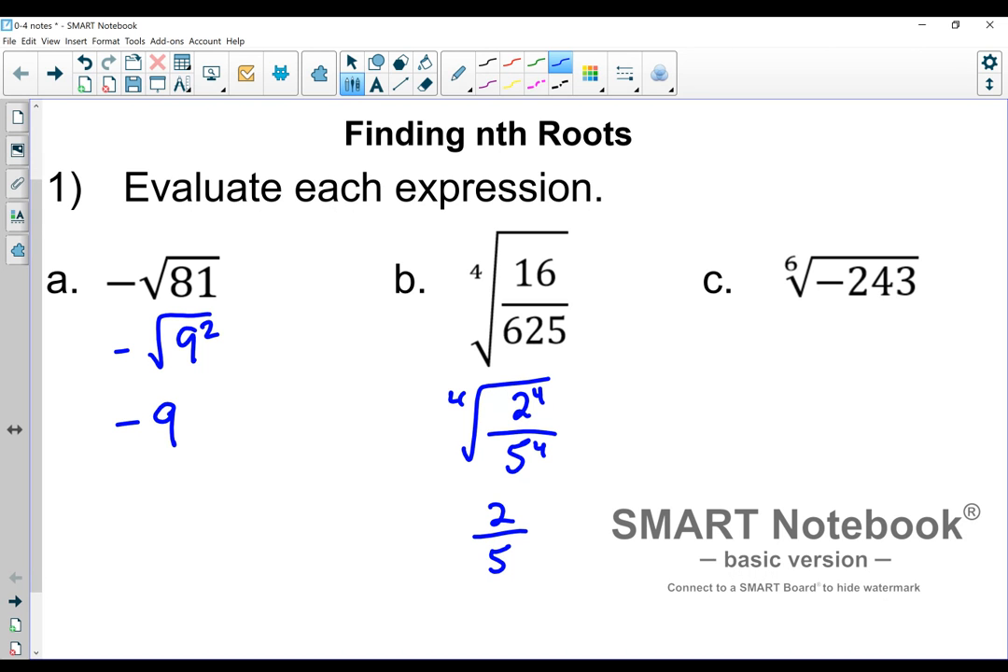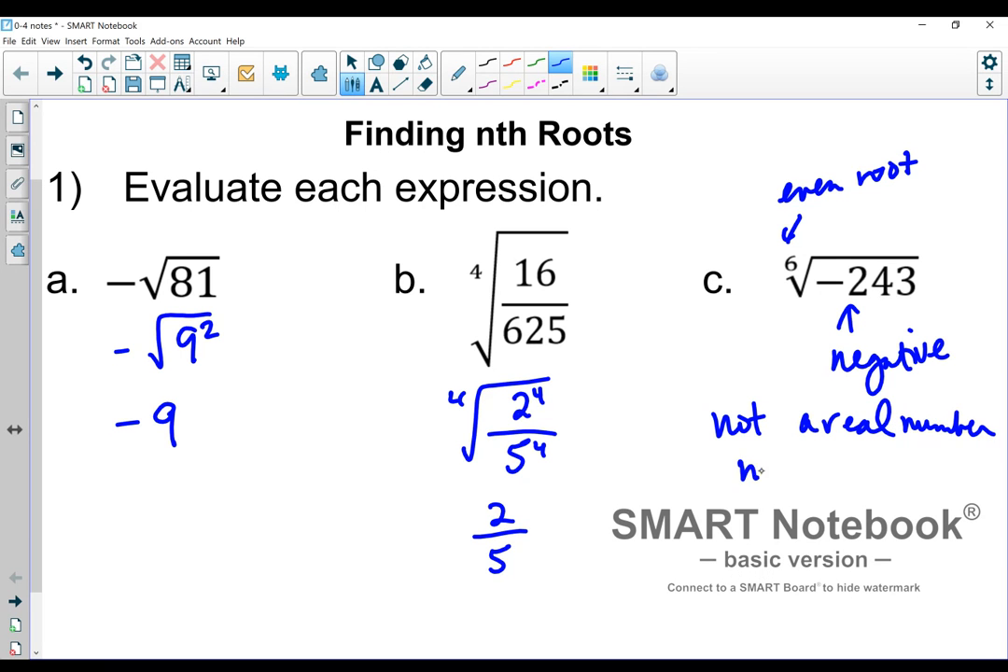And then on my last one, I notice that I have an even root, but my number inside is negative. And so this is not a real number. I cannot take an even root of a negative. So I would write no solution.